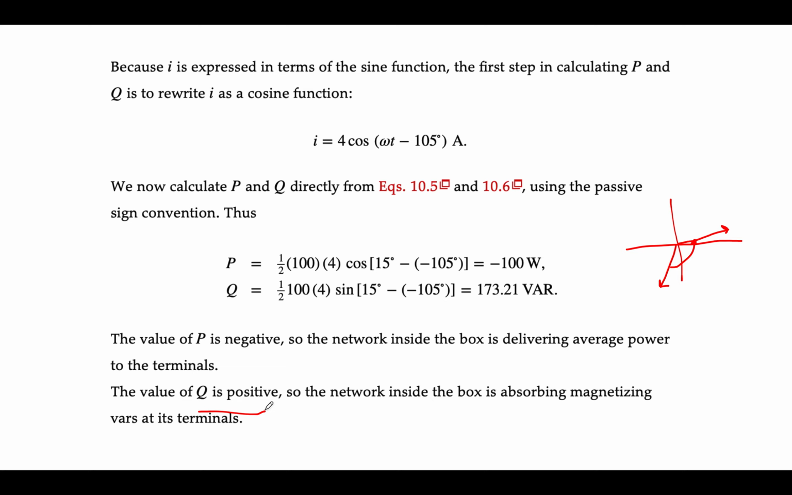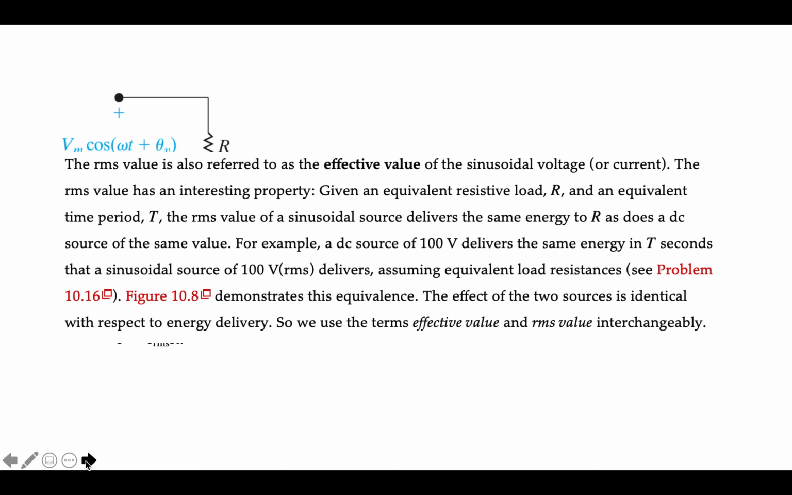So two different ways to know this. First of all, if your reactive power is positive, you have an inductive impedance. If your voltage leads the current, you also have an inductive impedance. So there's P and Q. So easy, literally plugging into the formula.